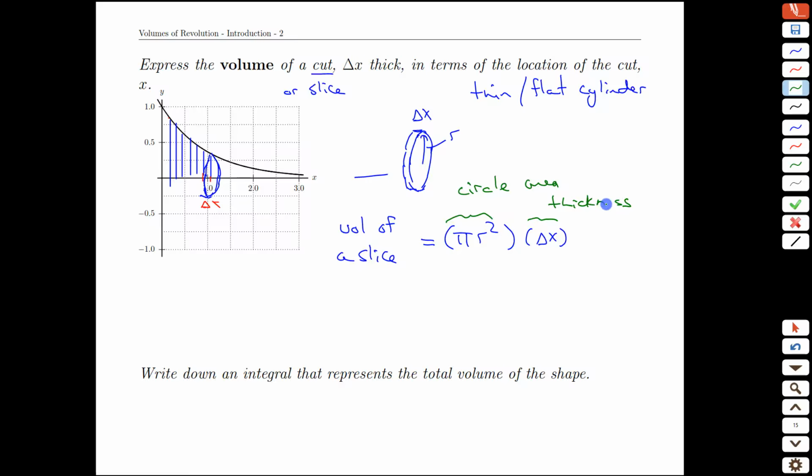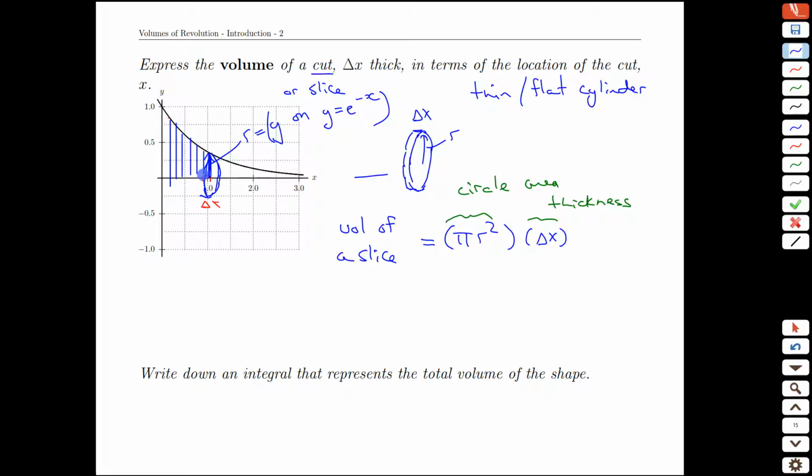So with those ingredients, we have in principle the volume of any slice. Of course, this r here changes. It's 1 at the slice at the bottom here, and it's some other number down here. But can we find out a formula for r? Well, absolutely. This distance here is r. But that distance is also the y value on the curve y equals e to the negative x. That's how we define this graph.